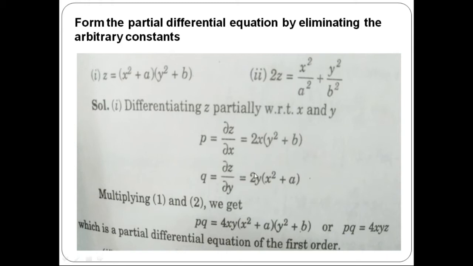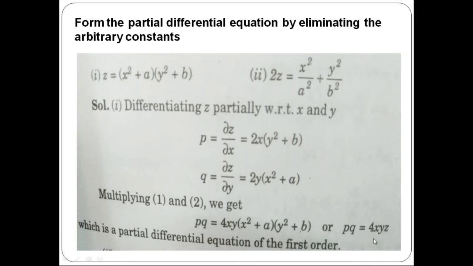Equal to 2 into 2 means 4 into xy. Here it will be x square plus a into y square plus b. And we know the value of x square plus a and y square plus b. The value is z. So we are having pq equal to 4xyz. This is the required PDE.